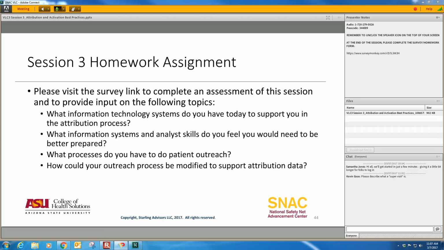For our next session, we have a couple of questions up on the screen here, and they're part of the Survey Monkey that AJ will send out afterwards. We'll talk about IT systems, which Andy will share at the beginning of session 4. So what information technology systems do you have today to support you in your patient attribution process? What IT systems and analyst skills do you feel you would need to be better prepared? How are you handling patient outreach now? And how do you think that outreach process could or should be modified to better support patient attribution?